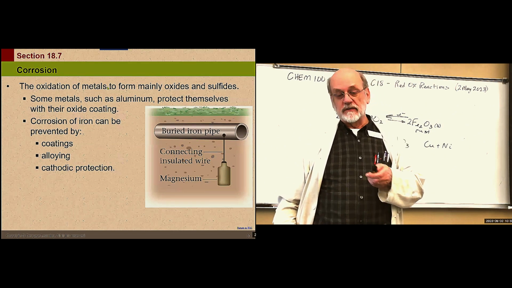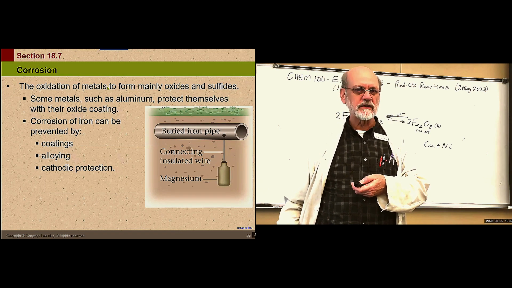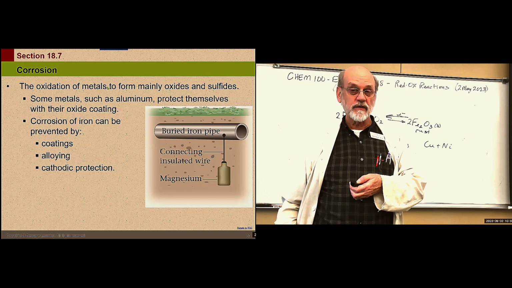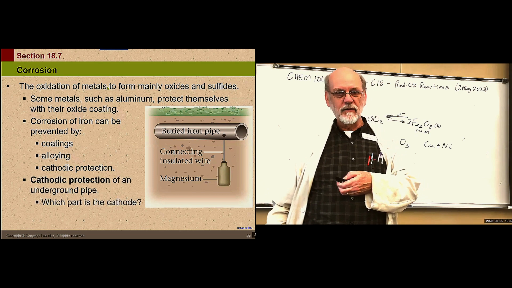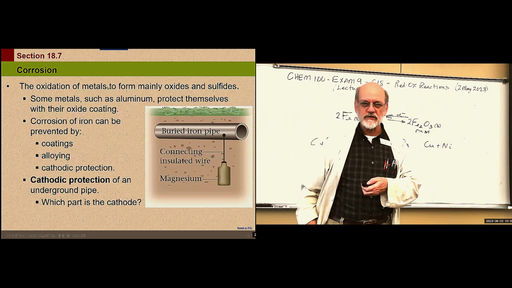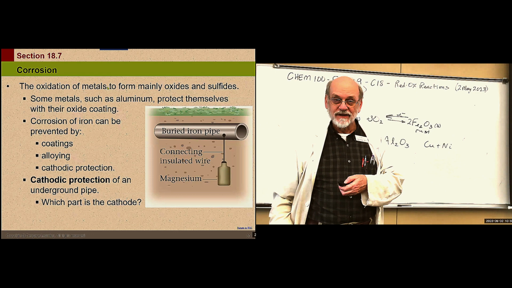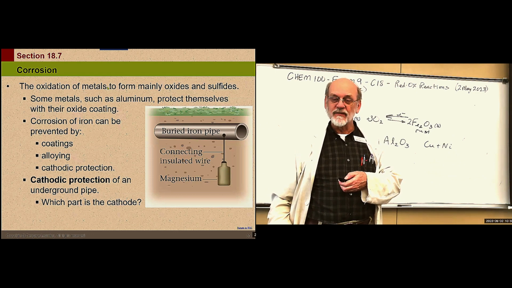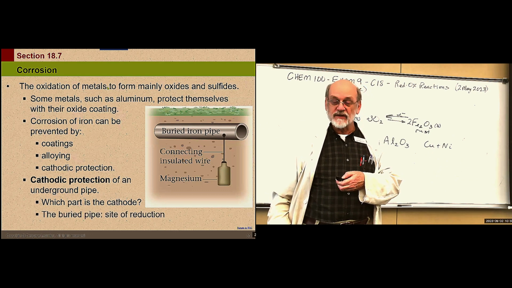Okay, and it's stronger too. It's stronger than pure copper. These alloys, not always, but very often they're stronger than the free metal. All right. So which is the cathode? The cathode is the site of reduction. So the pipe is constantly being reduced and the magnesium is being oxidized. It's the anode. So the cathode is the buried pipe.